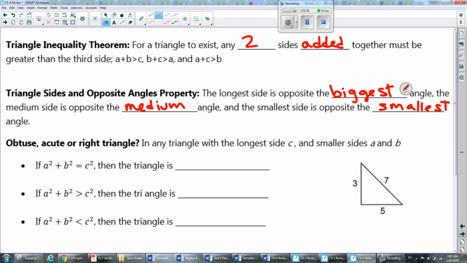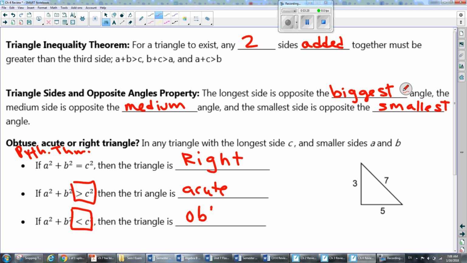So now we're trying to figure out if it's an acute or a right triangle. The longest side has to be C. We're using the smaller sides A and B. So here this is just our Pythagorean theorem. Then that would give us a right triangle. If we add up a squared plus b squared and that's greater than c squared, this actually makes it an acute triangle. And if a squared plus b squared is less than c squared, this really makes it an obtuse triangle.